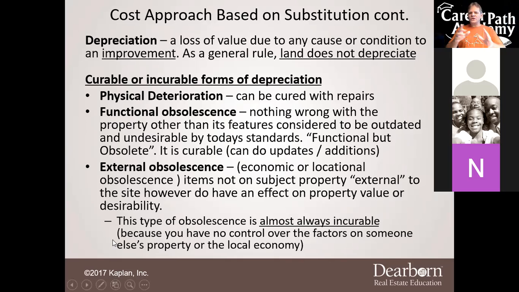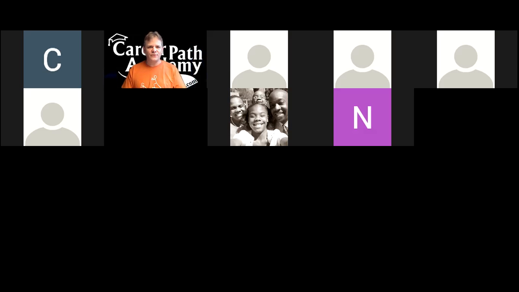Now, here's another example of functional obsolescence. All right, you guys ready for this? Let me see if this would be functionally obsolete for you in today's environment. A 5-bedroom, 1-bathroom house.